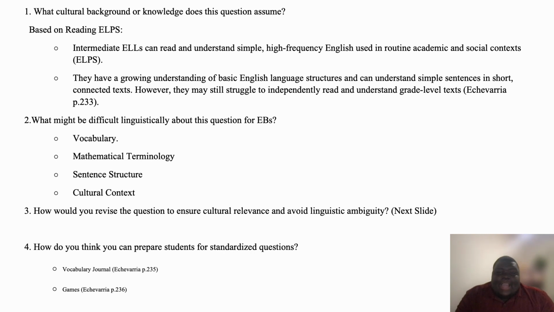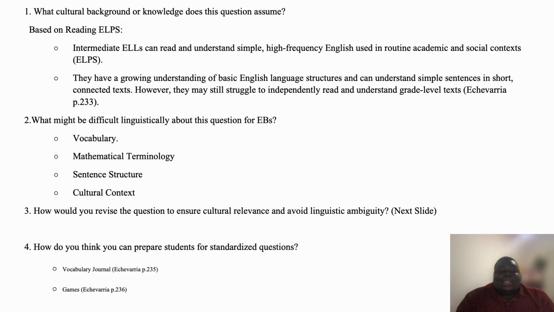That ties into mathematical terminology, as the question uses mathematical terms like multiply and divide. EBs who are not fully proficient in English might find it challenging to understand the specific mathematical operations being described to find the relationship between them. So if an EB student sees multiply, they might not think multiple of, or if they see divide, they're not going to think of split this up. They probably have not made that connection yet.